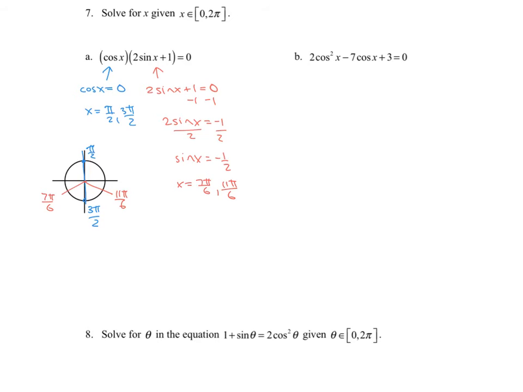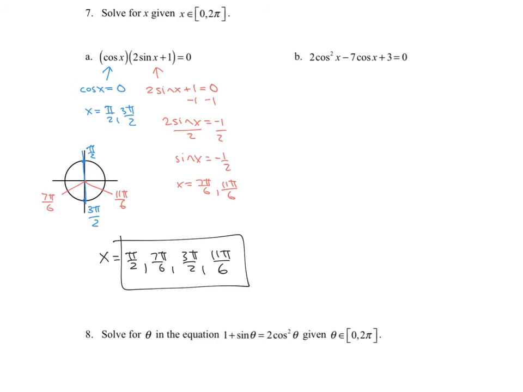So for our final answer, we're going to join all those answers together. The final answer for this problem is we've got pi over 2, 7 pi over 6, 3 pi over 2, and 11 pi over 6.